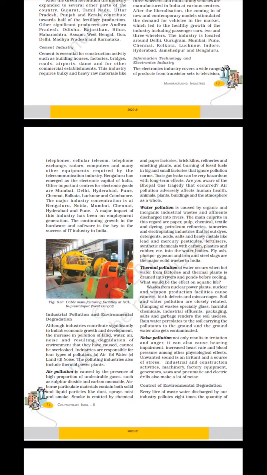Air pollution is caused by the presence of high proportion of undesirable gases such as sulfur dioxide and carbon monoxide. Airborne particulate materials contain both solid and liquid particulates like dust, sprays, mist, and smoke. Smoke is emitted by chemical and paper factories, brick kilns, refineries, and smelting plants, and burning of fossil fuels in big and small factories that ignore polluting norms.